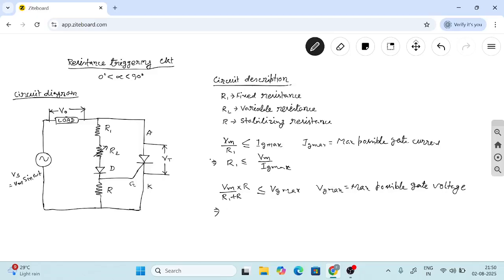So Vm R is less than or equal to Vg max R1 plus Vg max R. So R is less than or equal to Vg max R1 divided by Vm minus Vg max.